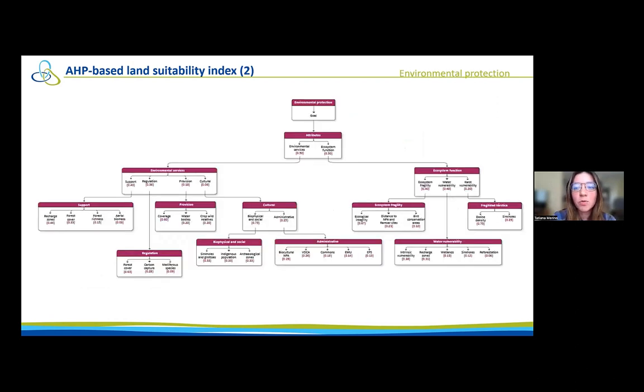The second index was of environmental protection, and we had around 80 participants that developed this rather complex index, but they included several specific criteria for ecosystem protection and conservation, such as, here you can see, environmental services of support, provision, cultural and regulation, and ecosystem functions such as fragility, karsticity, and vulnerability of the water.